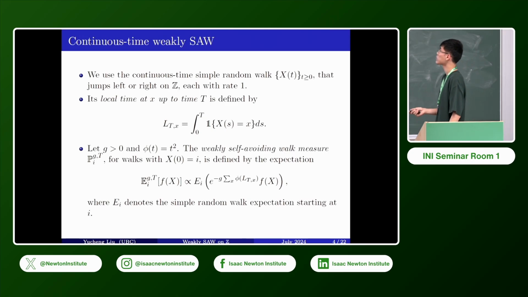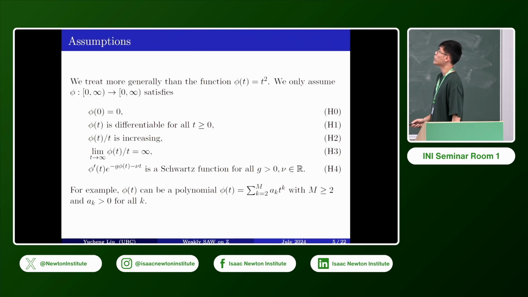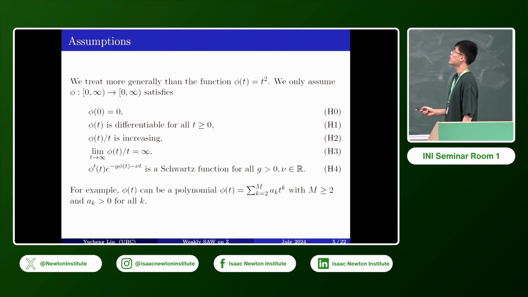And we actually treat more general models; it really doesn't rely on this being quadratic. So we have certain assumptions that we need. The function phi should start at 0, should be differentiable, and this one is pretty crucial: phi of t over t should be increasing, with limit infinity. And this one is a technical assumption that's not so important. So for example, phi can be any polynomial with degree more than 2 with positive coefficients.